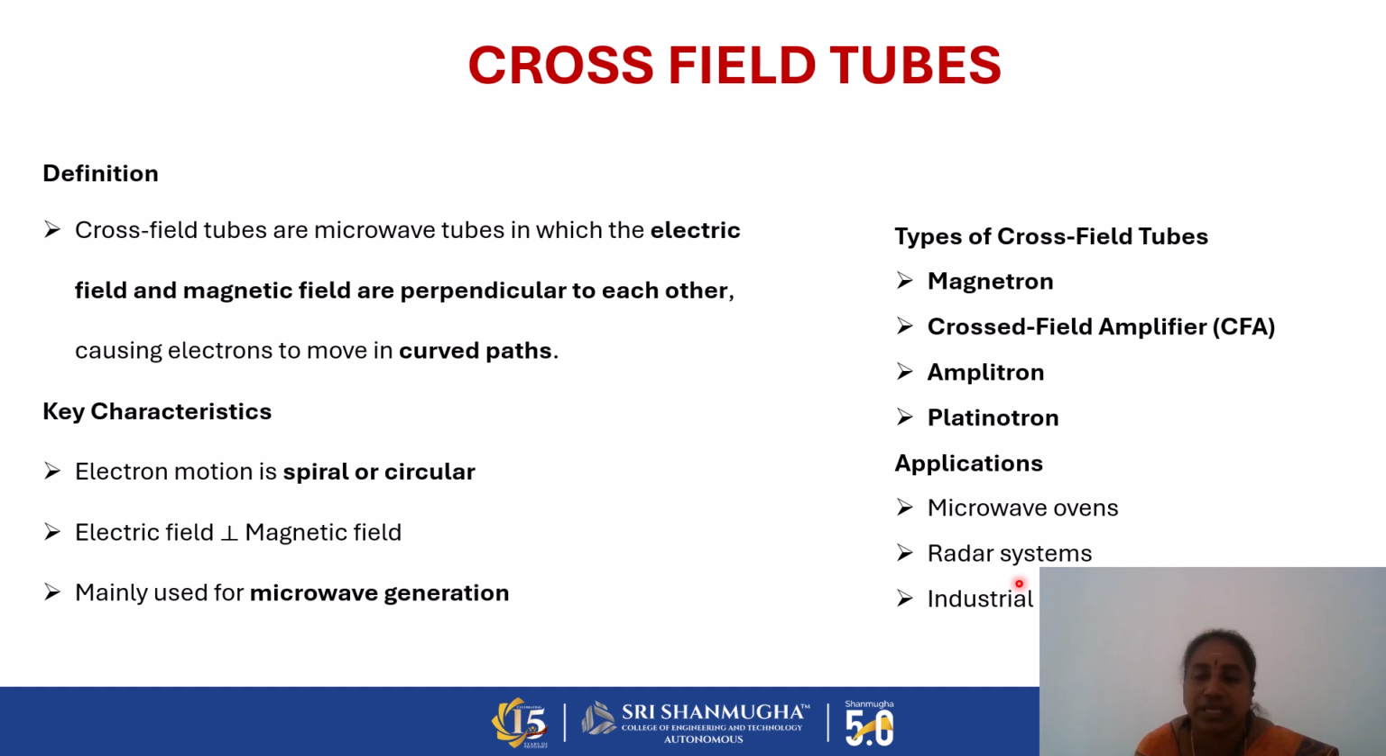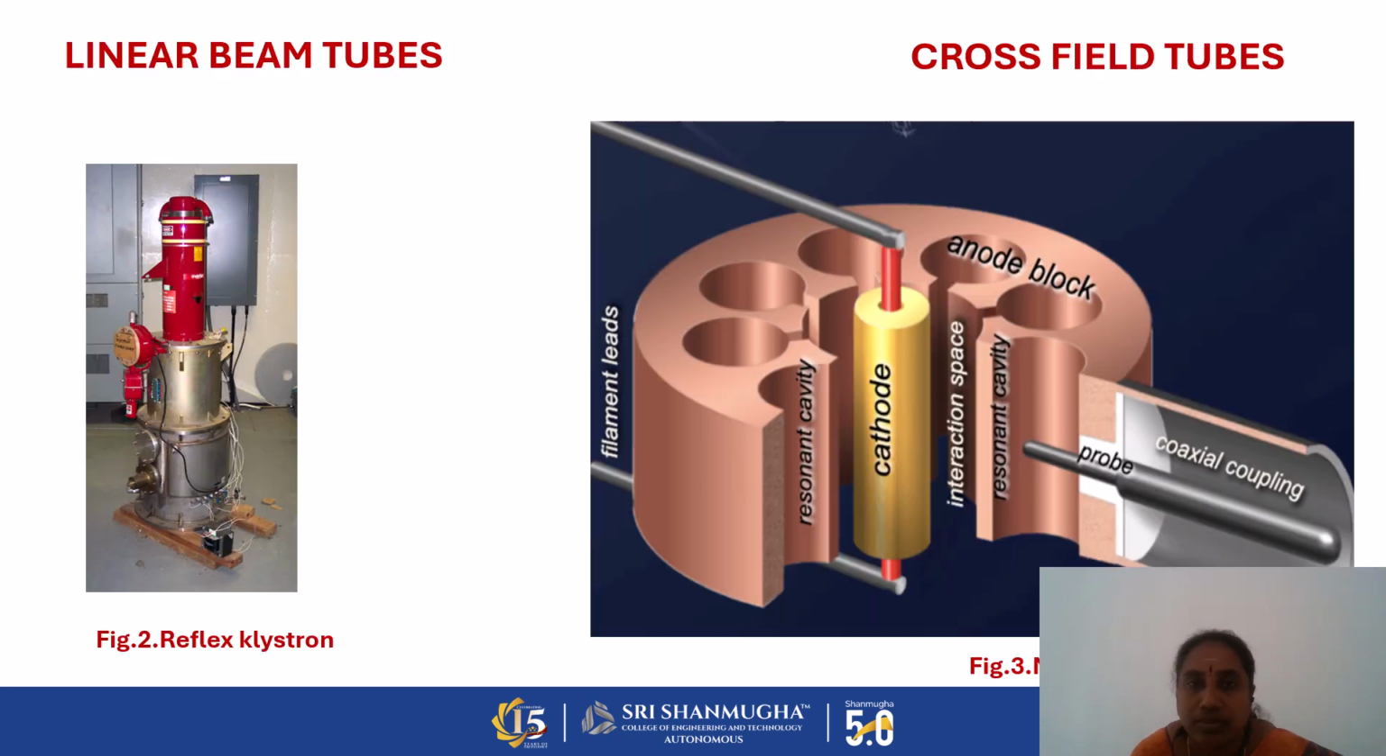Based on the applications and the frequency ranges, we can choose either the linear types of tubes or the cross field tubes. It depends on the application side, and the frequency is also very important for microwave tubes. So this is the example for the linear tubes and then cross-field tubes. This is the general construction of the linear beam tubes and cross-field tubes.